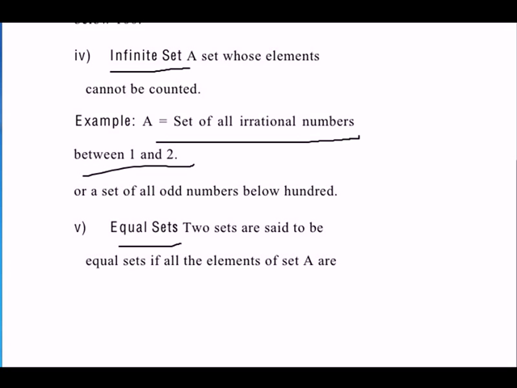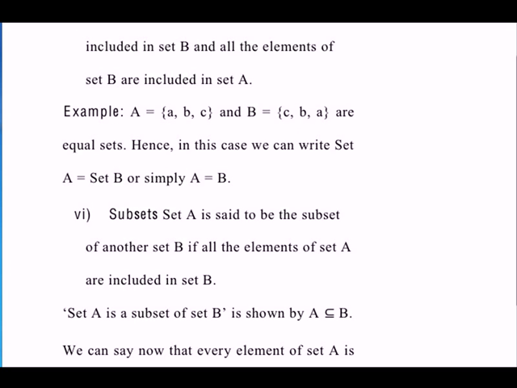Equal sets. Two sets are said to be equal if all the elements of one set belong to the other and the other one has no extra elements in it. So in this example, set A has A, B, C as members and set B has the same but in a different order. So we say that set A is equal to set B, or simply A equals B.